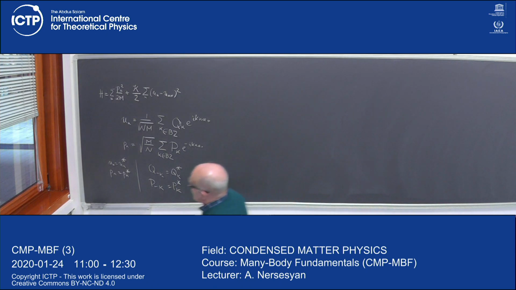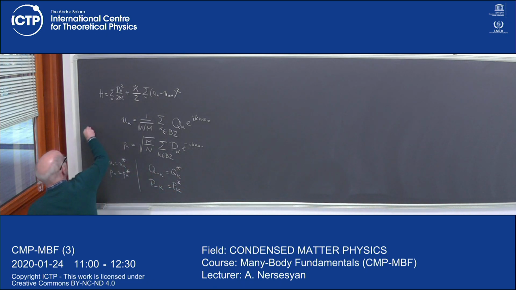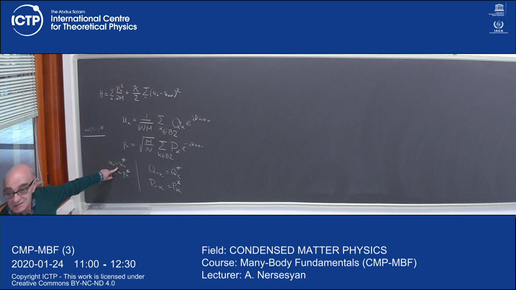Why? Because n takes n values: 1, 2, and so forth, n large. I have n coordinates and n momenta. I have altogether 2n variables in real space, 2n real variables.